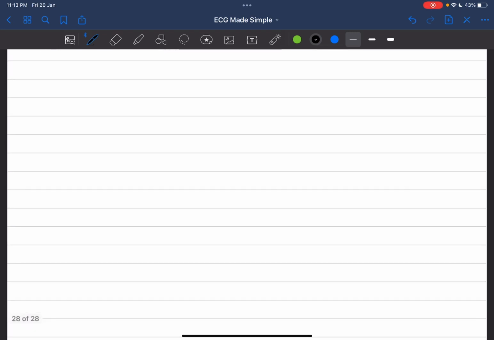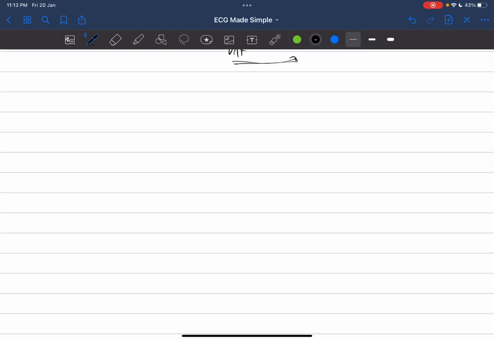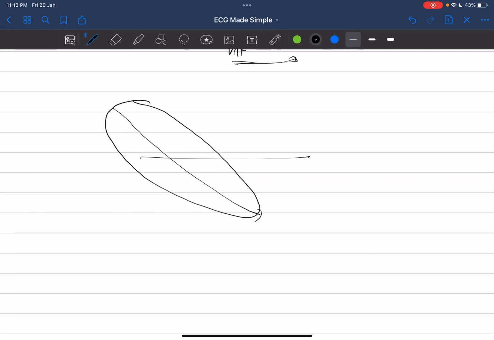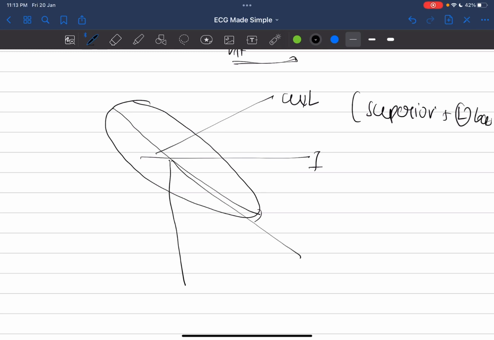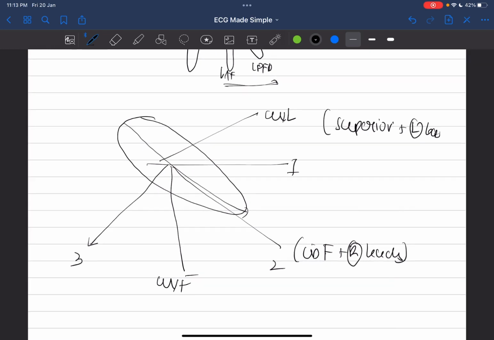Before jumping into this, we have to know the two groups of leads. If you consider the cardiac axis, lead 1 and lead AVL are the superior and left leads, whereas leads 2, 3 and AVF are the inferior and right leads. So when you are looking into axis deviation, you should see them together.